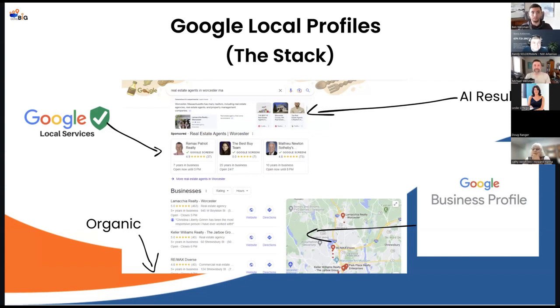This is a search that Ben did for real estate agents in Worcester, Massachusetts. So across the top, it has AI results. That's the very first thing showing right now. Actually, there's one thing above it that's cut off. It's usually the number of search results and how much time. This search has probably had 5 million results in 0.4 seconds. It's a pretty common answer. Google always shows you that.